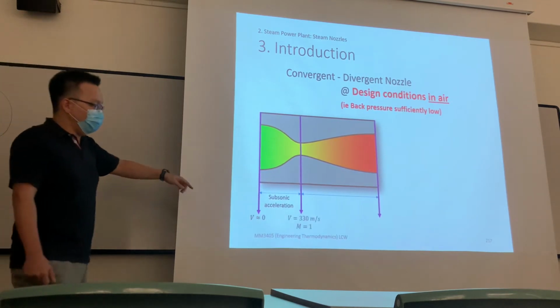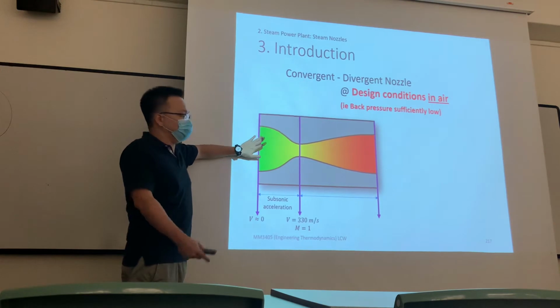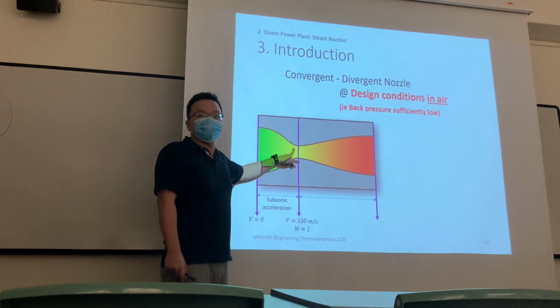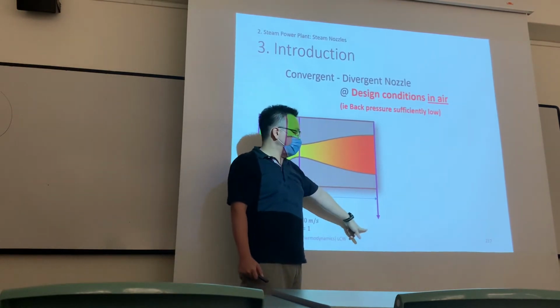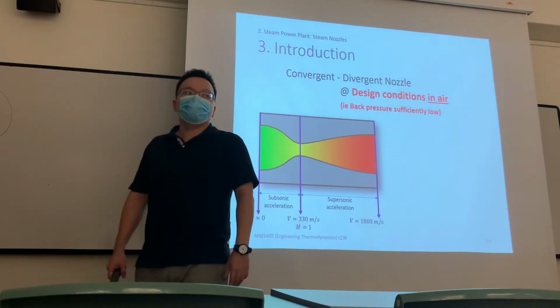So I'm showing you that your velocity here is close to 0 because it's very slow. It goes in here, hits Mach 1. Then when it continues divergent, you will accelerate to higher speed.